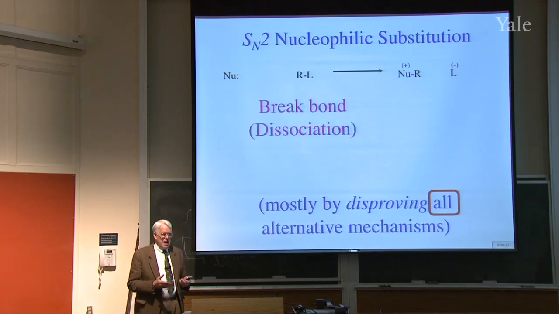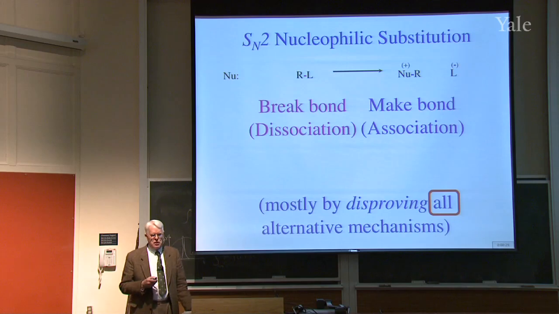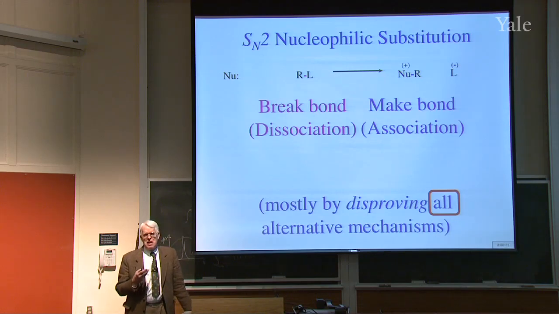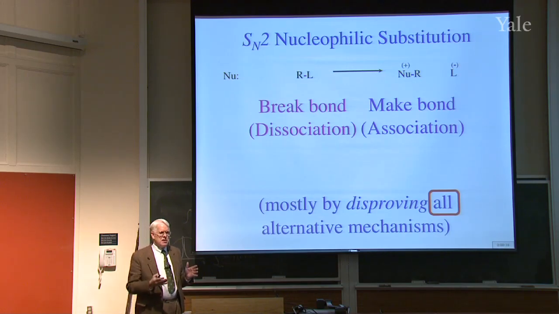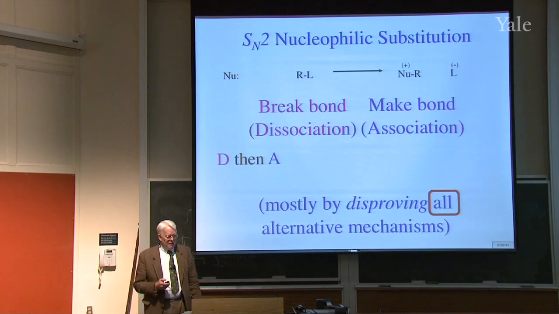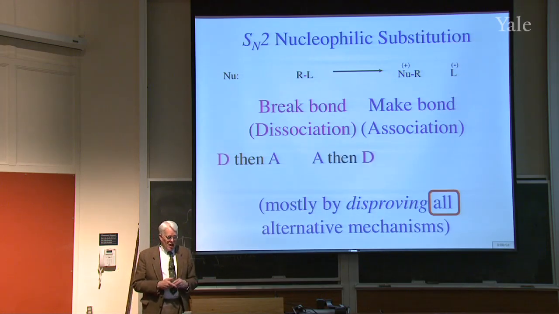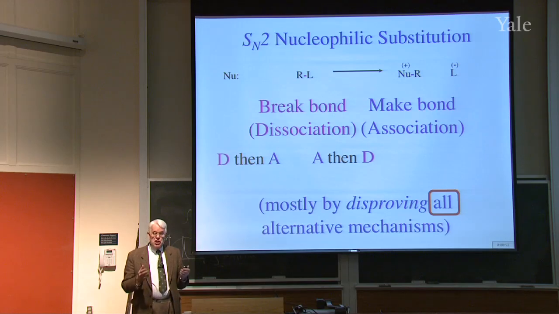Okay, now let's just look at what has to happen. You have to break the R-L bond, the leaving group has to leave, and you have to make the new bond. So there has to be a dissociation and there has to be an association. And you could classify the possible mechanisms by the sequence involved in these two processes. You could first have dissociation and then association, and we'll see that that actually happens. That's called the SN1 reaction. You can have association followed by dissociation, which happens, but not with carbon, okay?